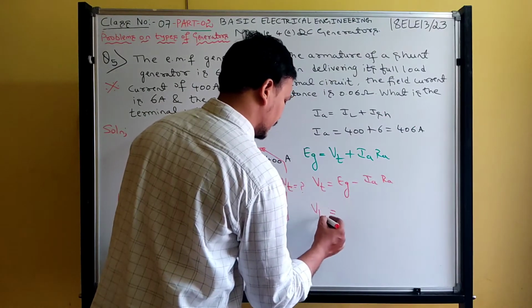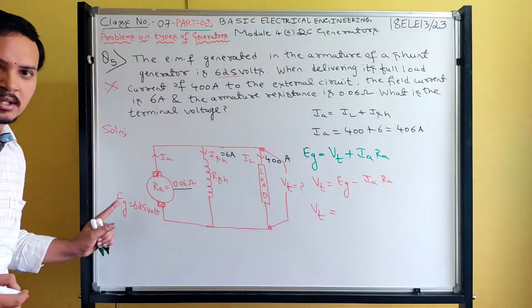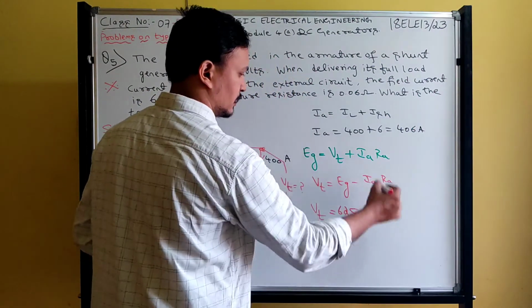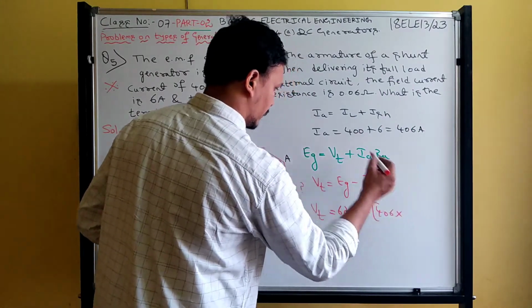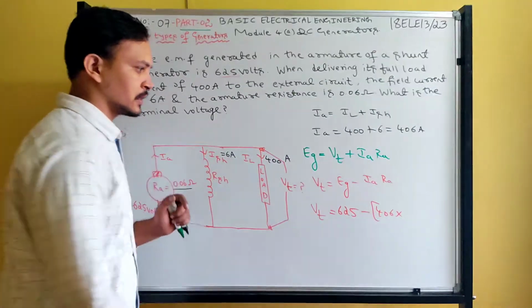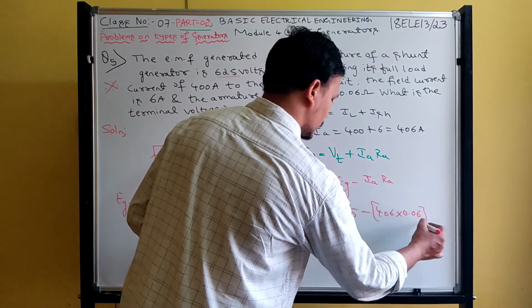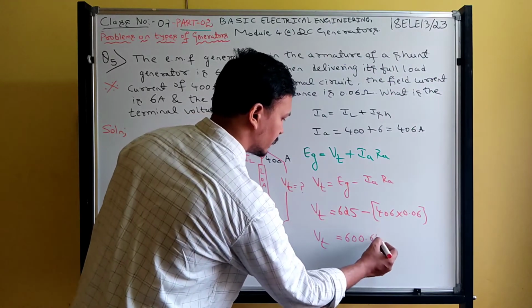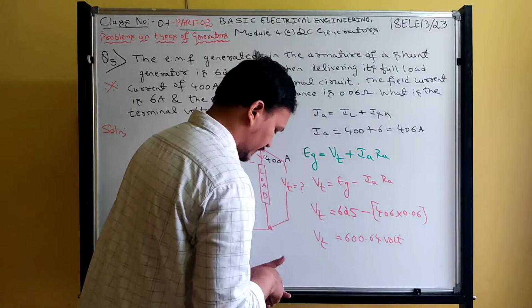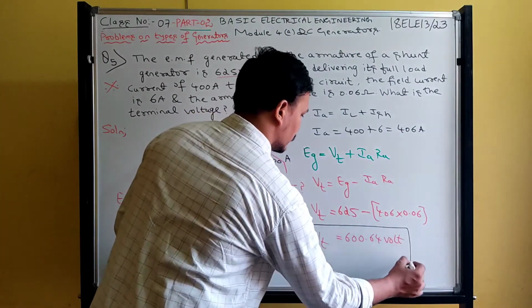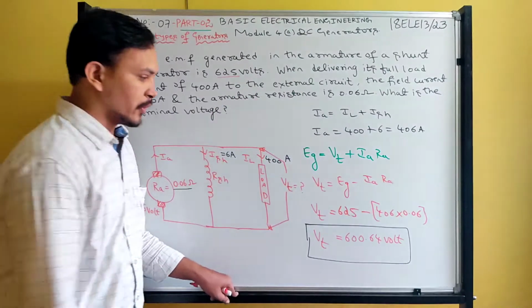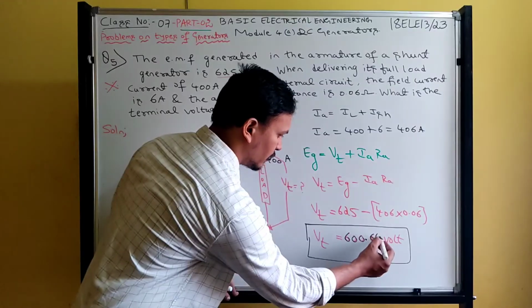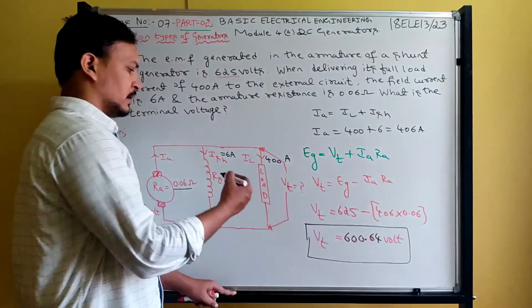So from this, what do we get for Vt? What is the Eg value, the generated voltage? 625 volt. So 625 minus the armature current, 406, into the value of armature resistance, 0.06. Do it in the calculator. So you will get 600.64 volt. This is the final answer. So the terminal voltage is 600.64 volts.